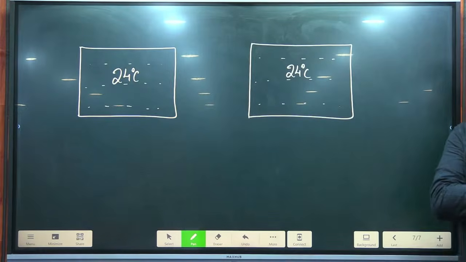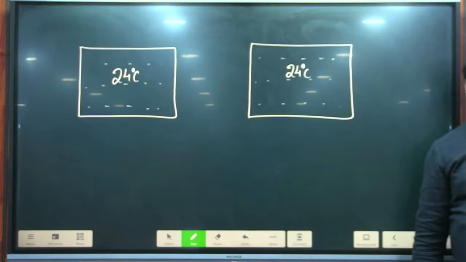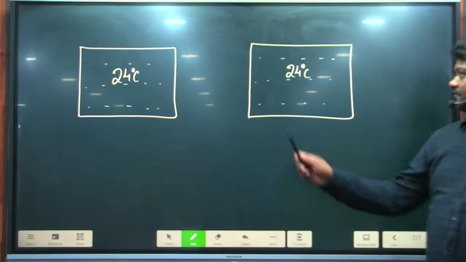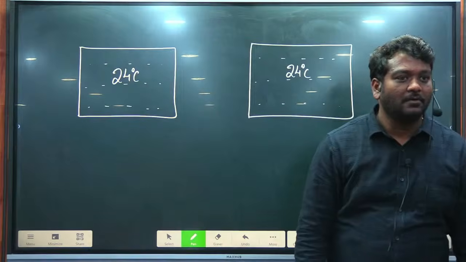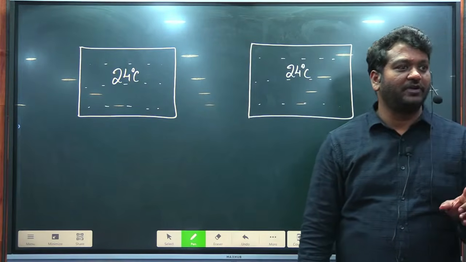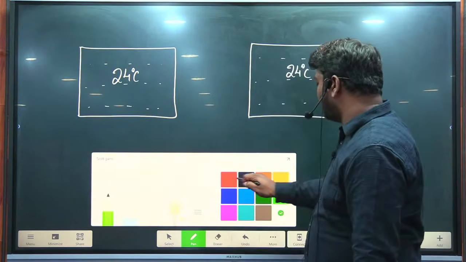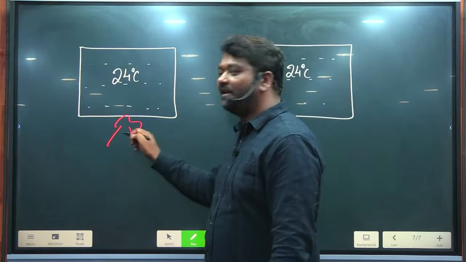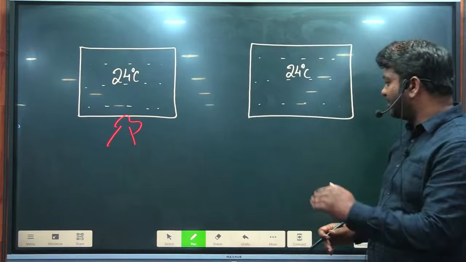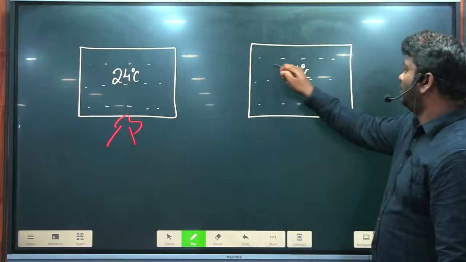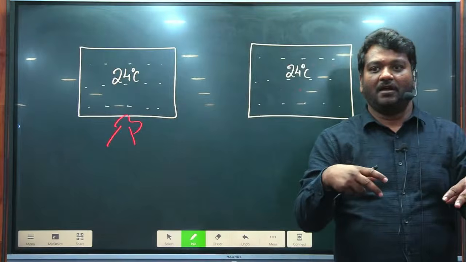See, now both are 24 degrees Celsius. Can you help me increase the temperature of this? What should I do to increase the temperature? Very good. One, I will heat it. If I heat, temperature increases. Clear? What is the second thing that we can do? Add more particles. If I add more particles, what is going to happen?